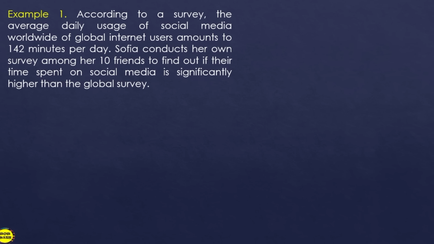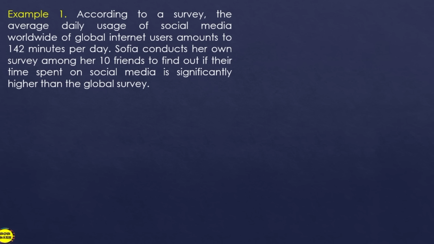Okay, for example number 1. According to a survey, the average daily usage of social media worldwide of global internet users amounts to 142 minutes per day. So, Sophia conducts her own survey among her 10 friends to find out if their time spent on social media is significantly higher than the global survey.